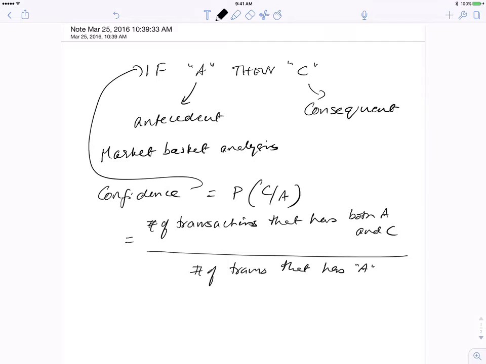So it's nothing but the probability of C given A. So you need to know this is what we are calculating. You're calculating a whole bunch of conditional probabilities. Now the question is, there are lots of rules that you get that may not be very meaningful. You get a lot of spurious relationships because everything has some probability, but you want to look at the interesting ones.